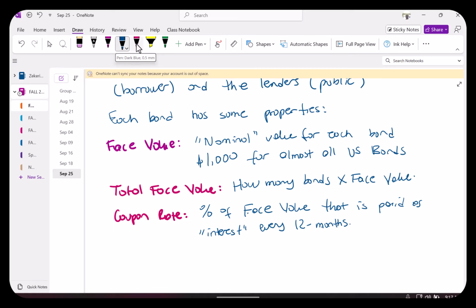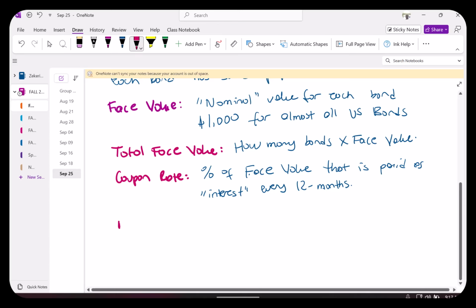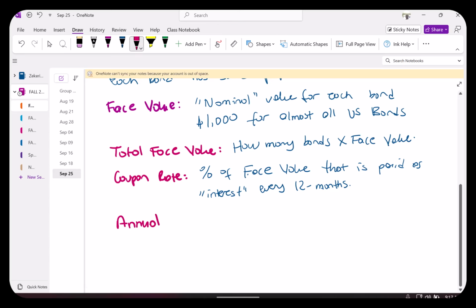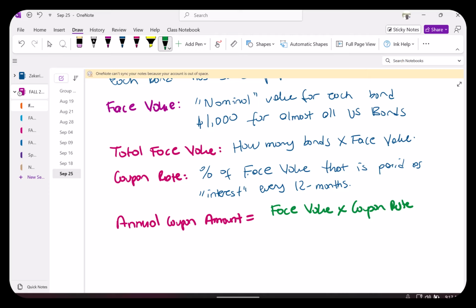We can immediately calculate the annual coupon amount, and that's face value times coupon rate. So $1,000 face value, 4.5% coupon rate. Annual coupon amount is $45. We're gonna have something called coupon frequency.